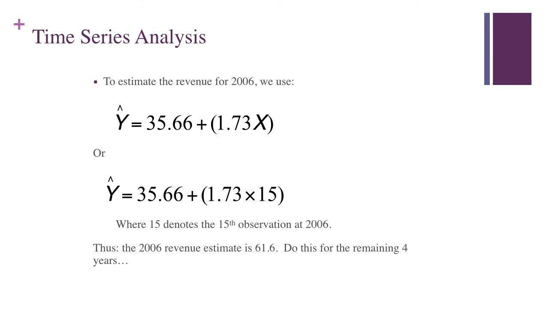If we want to estimate 2006, we take the 35.66 plus 1.73 times 15, which is year 15. Therefore the 2006 revenue would be 61.6. And then we would do this for the remaining years. If we want to figure out the next 4 years, we would estimate 2006 through 2010, and we would have fairly accurate estimates of what that revenue would be.